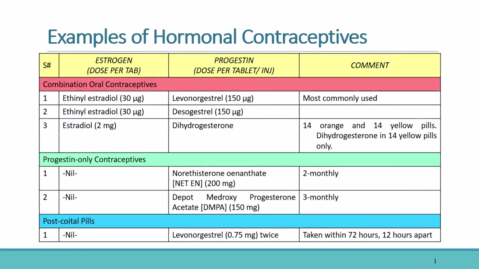Ethinyl estradiol combined with levonorgestrel is among the most commonly used oral contraceptives. Desogestrel-containing formulations provide lower androgenic adverse effects. Long-acting injectable progestins such as depot-medroxyprogesterone acetate are administered every 3 months. Norethisterone enanthate is a very common injectable option. Emergency contraception with levonorgestrel should ideally be taken within 72 hours after intercourse. This slide converts pharmacological concepts into practical prescribing examples.